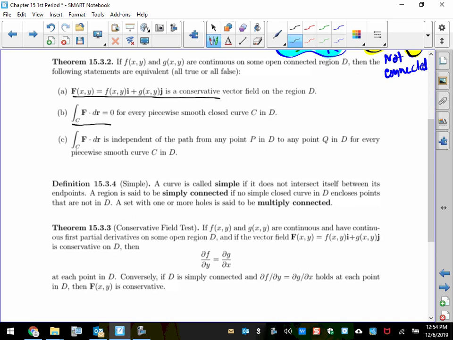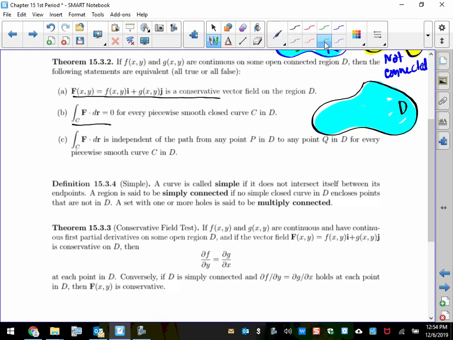Okay, and then what's part C say? The work accomplished is independent of path from the point P to Q, for every point P and Q inside the region D, for every piecewise smooth curve. So here, this is the picture. You've got some region, we'll call this D. Let me highlight it. So we'll call this region D.